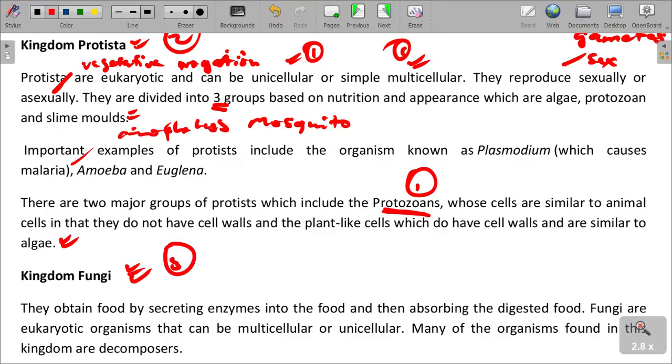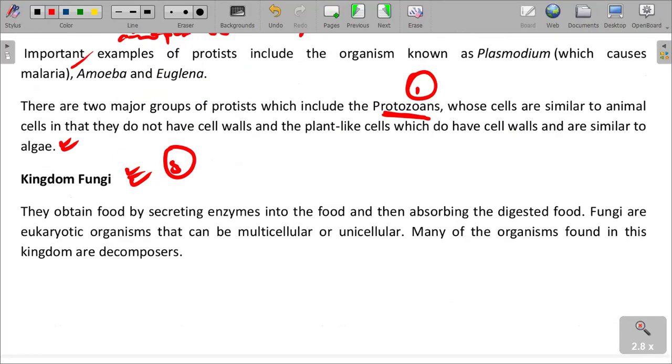And then fungi, number three. The fungi obtain food by secreting enzymes into food and then absorbing the digested food. So in other ways, they cause some form of micro decomposition, which means that digestion or decomposition occurs by the fungi, which secrete enzymes into food and then absorb the digested food.